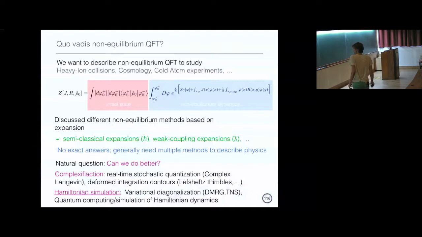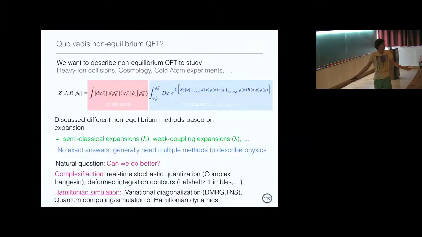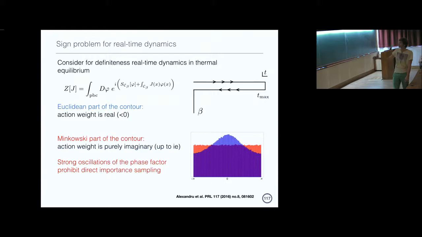So let me say a little bit more about each of these, or a few of these approaches, perhaps the ones which I find most interesting. The first one goes into this idea of actually just taking this beast and trying to compute it, okay? So why is this difficult? Well, let's consider for definiteness this system, which is actually in equilibrium, but now we want to study quantum real-time dynamics in equilibrium, right?